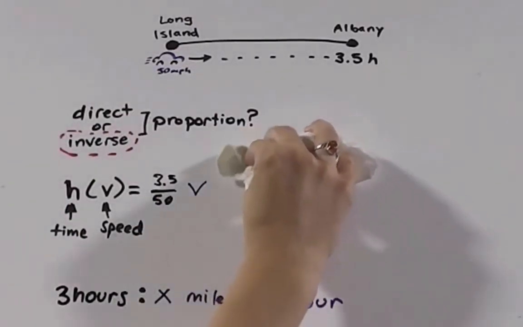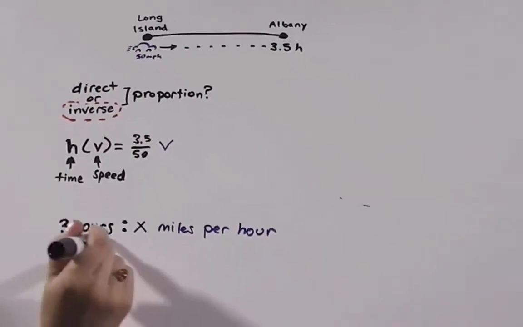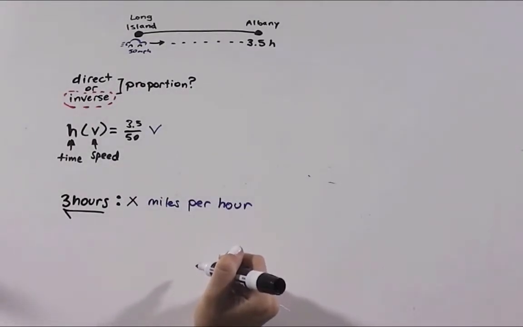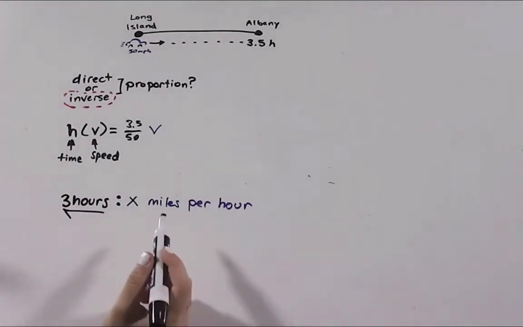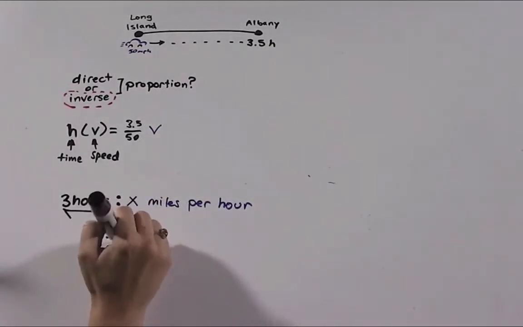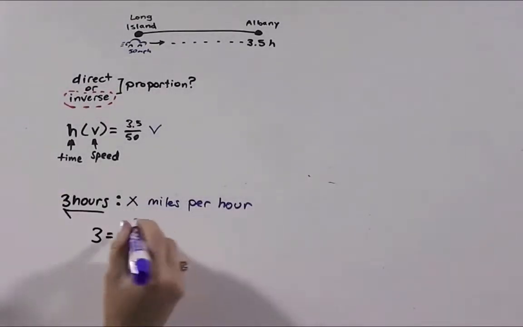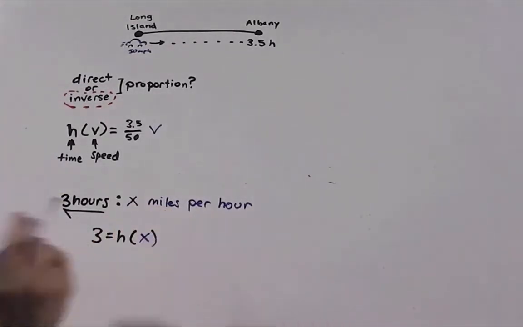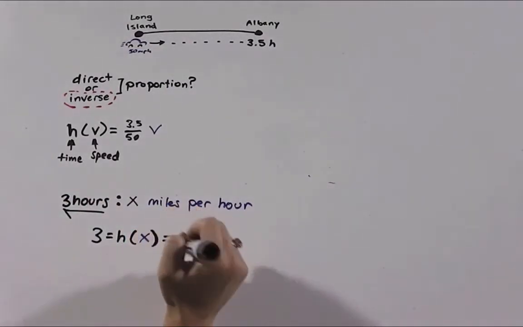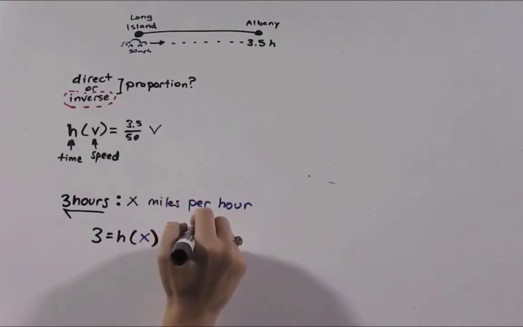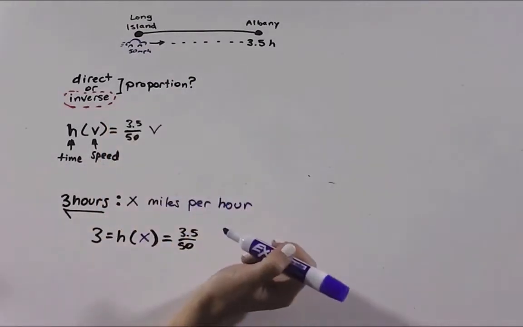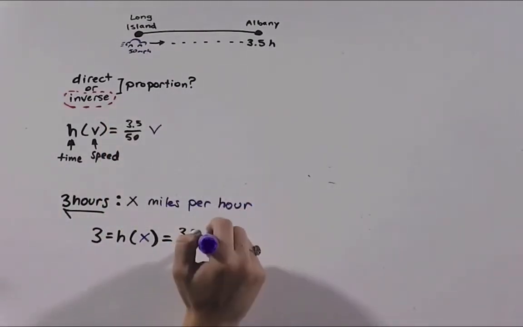Now, the final question asks, if we want to get to Albany in 3 hours, how many miles per hour do we need to drive? Well, we can just plug these mystery values into our equation. We've got time, 3 hours, equals h of, I'm calling my mystery speed x. I could have just called it v, but I felt like changing it up. Mystery speed is x equals 3.5 over 50, and anytime I see this generic variable for velocity, I'm going to replace it with my mystery velocity, x.